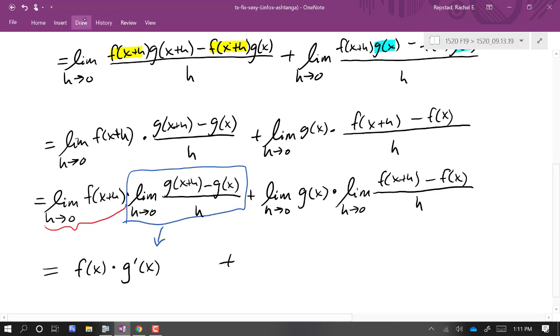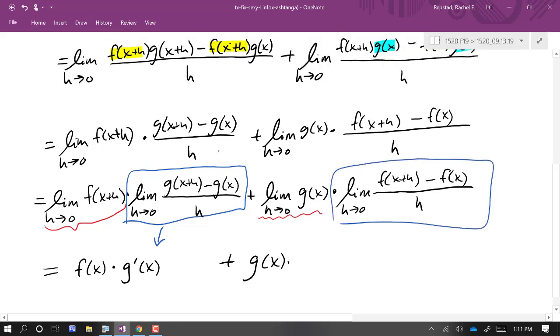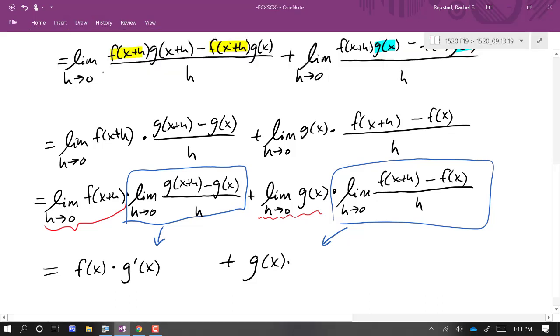Plus, I'll go over here. If I let h go to 0, what does g of x get close to? It's going to feel like a trick, but it's not a trick question. Like, g of x, right? That g of x doesn't depend on h at all. g of x is just g of x. And what about this limit here? f prime of x, right? That's the derivative of f. That's the limit definition. So here's our product rule.